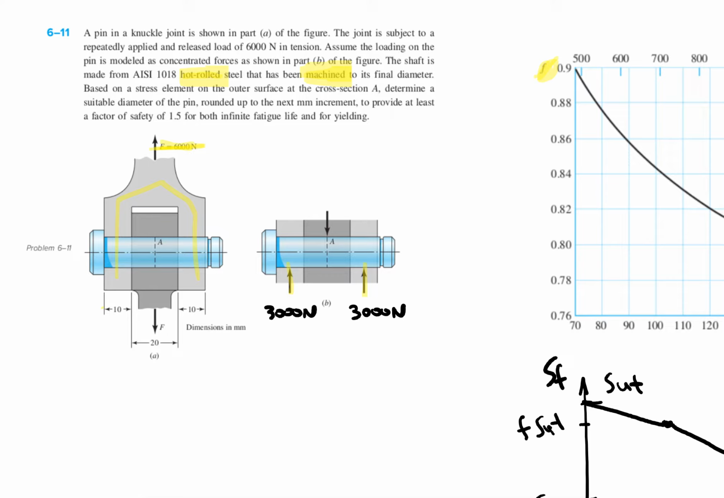And then based on the stress element on the outer surface at the cross section A, determine a suitable diameter of the pin. So I want to find D to provide at least a factor of safety of 1.5 for both infinite fatigue life and for yielding. So that's what we're going to change. For yielding, we're going to find a D, and then with the D I'm going to either calculate if it's never going to fail, if it's going to have an infinite fatigue life, or if it's going to fail, what is the number of cycles that is going to bring that part to failure.